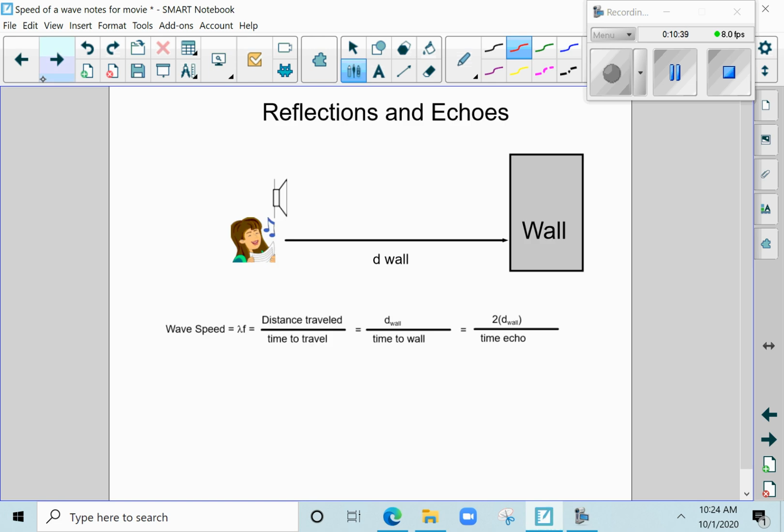One of the things that often will confuse people is the concept of a reflection or an echo. The speed of a wave is always the distance traveled over time, but if I'm hearing an echo, the wave travels out to an object and then goes all the way back.